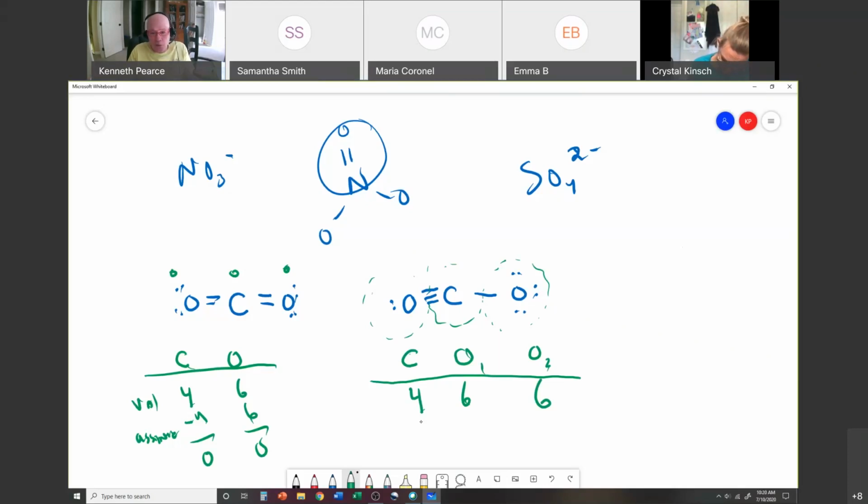Now, the carbon is still 1, 2, 3, 4. Remember, it's half of the bond. Each bond is 2, and it's half of the bonds, right? So we have 4 bonds. That's 4 electrons. So carbon's still happy. That's not a problem. But let's take a look at these oxygens.